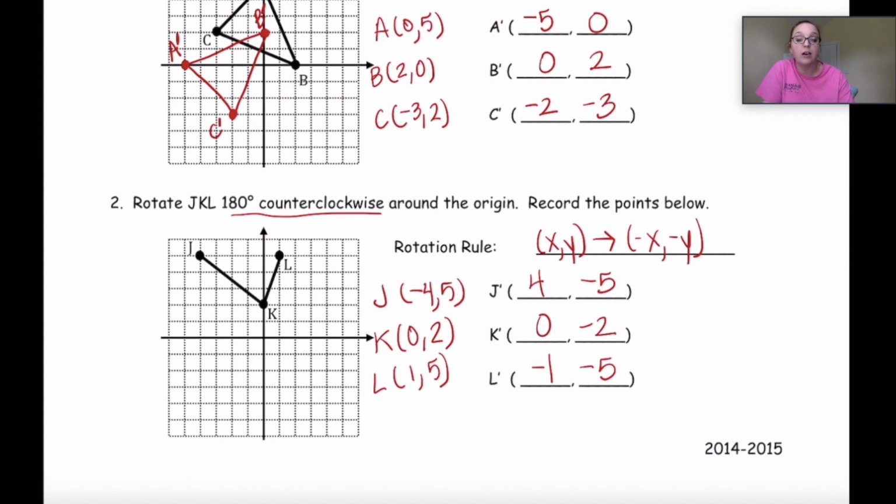I know they're ordered pairs. Let's plot them on the graph. So 4, -5, that's J prime. K prime is at 0, -2. L prime is at -1, -5. And this is not a triangle, remember, so I just connect the points.